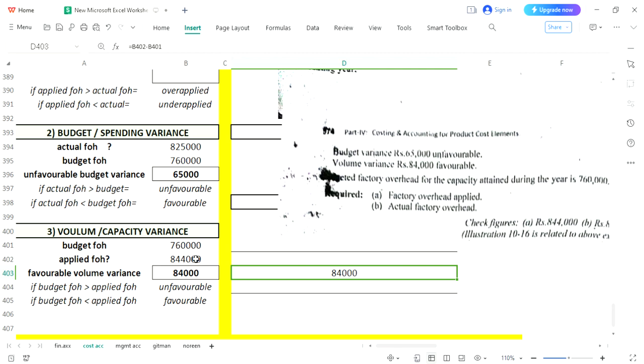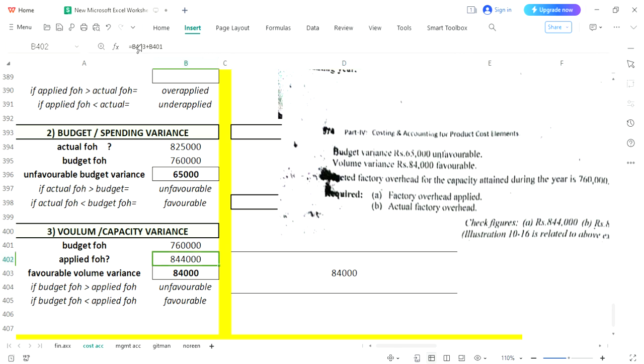Now I will let you know the second option. Here you can see, please focus, you have added this amount. So instead of adding it, I'm subtracting. When you subtract, you will get 6,76,000. The minus sign was meant to be ignored. 7,60,000 and then subtract 84,000 and you have got your applied FH as 676,000.